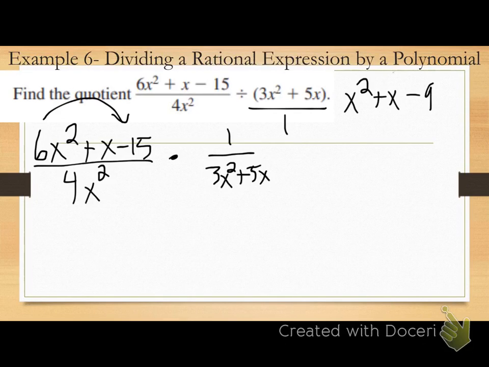How would you know to look for that though? The way we've been factoring, where we just draw the parentheses and look for the numbers that multiply to give us our c value and add to give us our b value, they all had a leading coefficient of just 1. There was nothing in front of that x squared, correct? So if I've got something in front of my x squared besides 1, in this case 6, I've got to slide and divide. Okay?